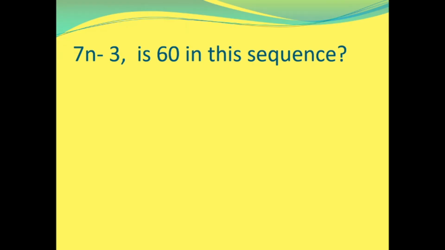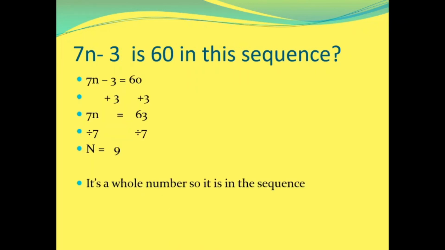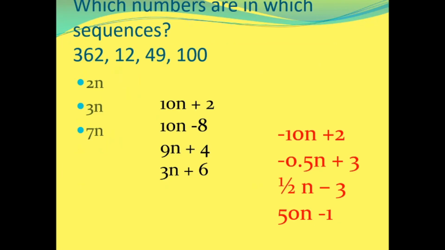Right. Is 7n minus 3 equal to 60 in the sequence? So again, I could list out all the possibilities. Or I can make an equation. So I could do 7n minus 3 equals 60, and I solve it. So I add 3 to both sides. That makes 7n equals 63. And then I divide by 7. 63 divided by 7 is 9. So it actually tells me it's the 9th term. So now I can say 60 is in this sequence. Good, perfect.